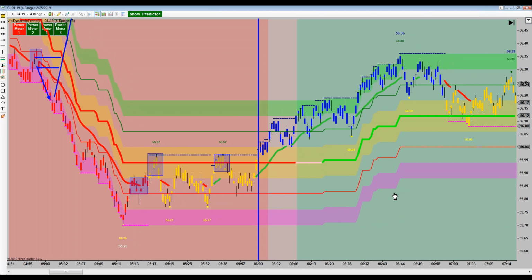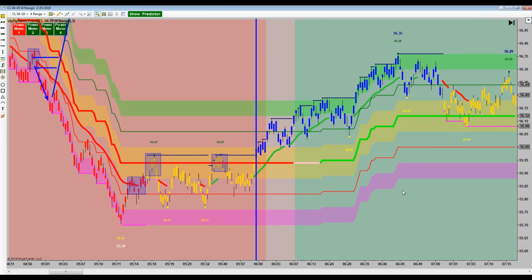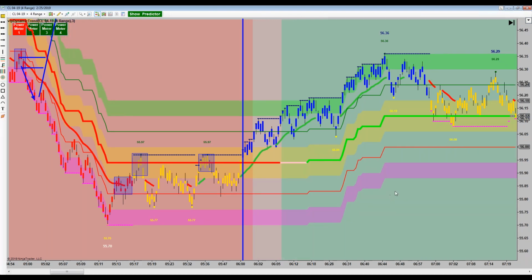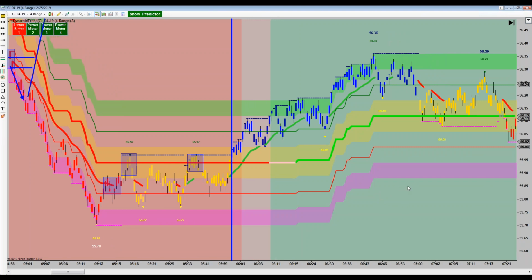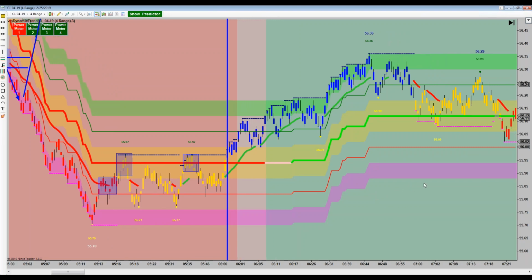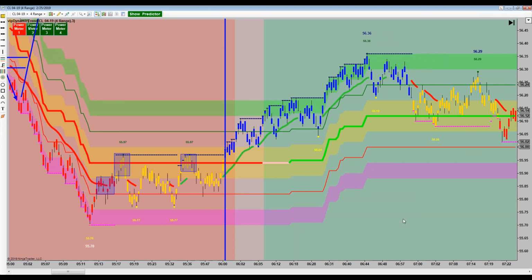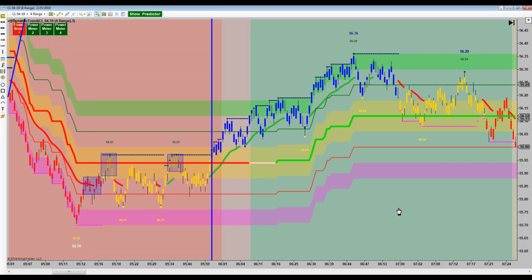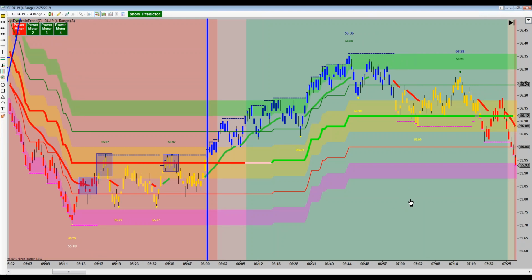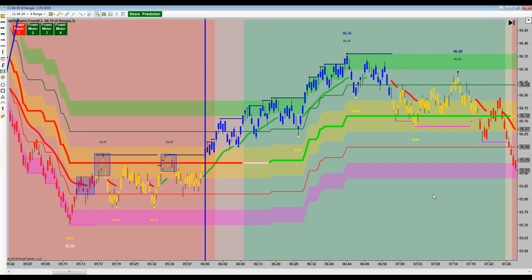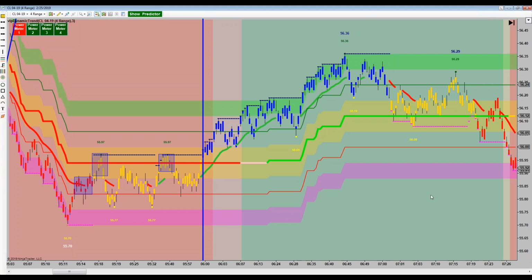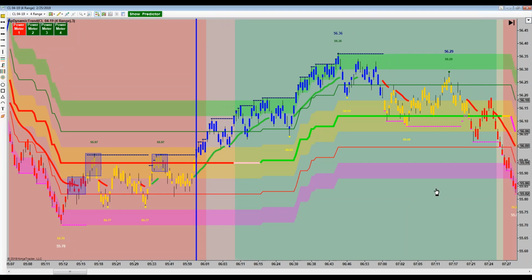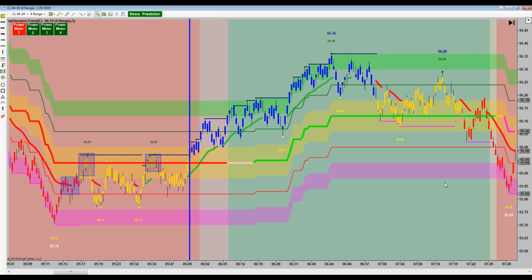Okay, we're advancing the chart. 7:15 a.m. 7:18. 7:21. Remember, if you think you're going to start shorting it, you type in an S. There's 7:22. 7:24. 7:26. 7:28. You're coming up on 7:30.